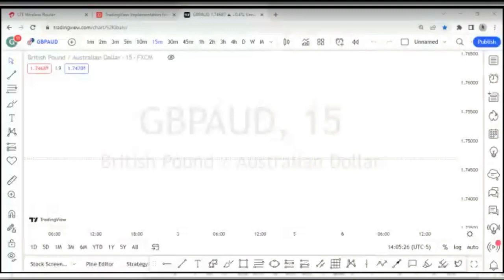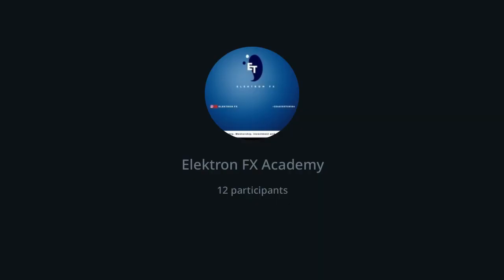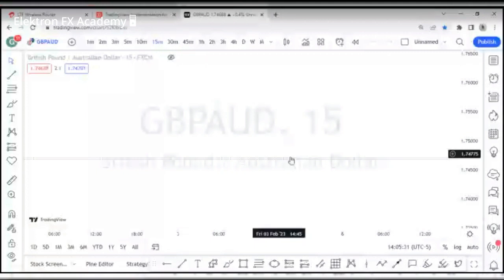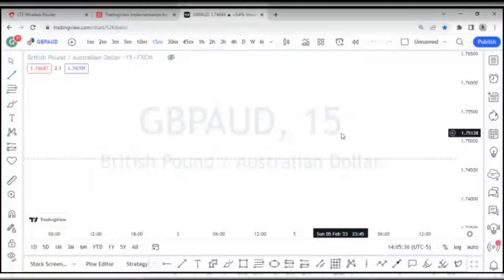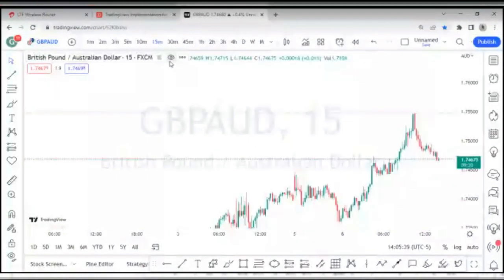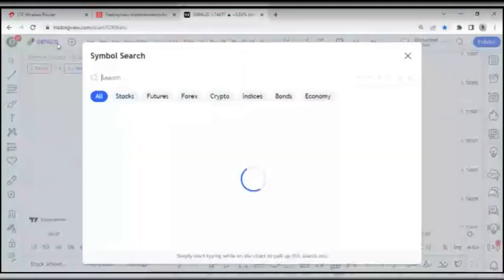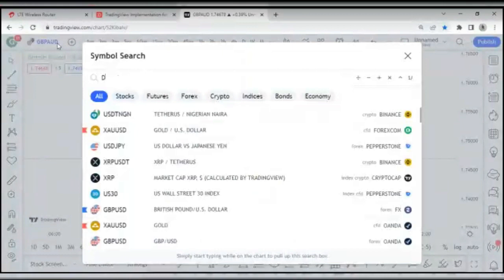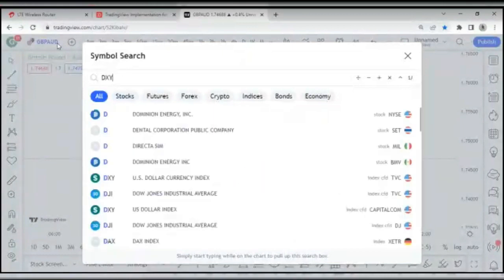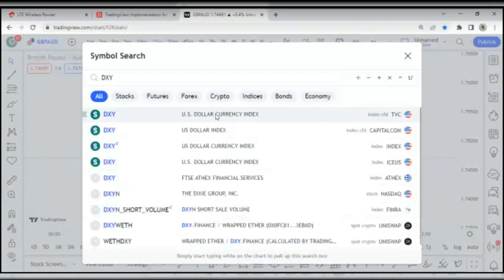So let's begin. But first things first, the first one I like to look at when I start my analysis, I like to look at the DXY, the dollar index, because it kind of gives me direction of the overall move of the market. So I think I should just begin with DXY, because the United States dollar controls the major percentage of the financial market.